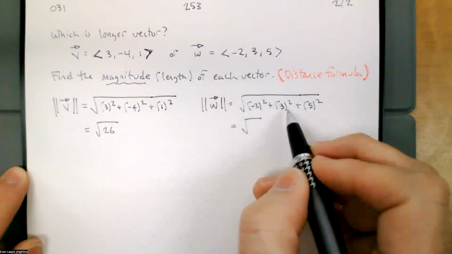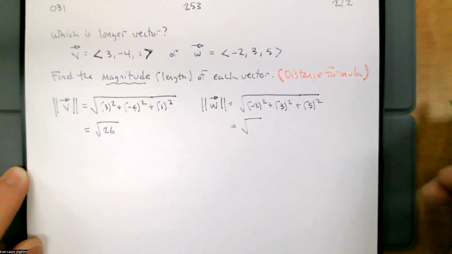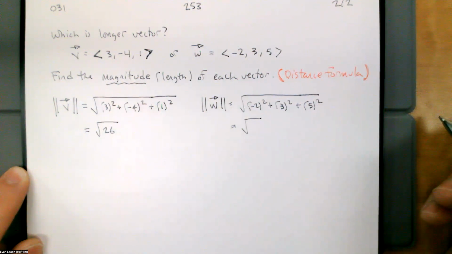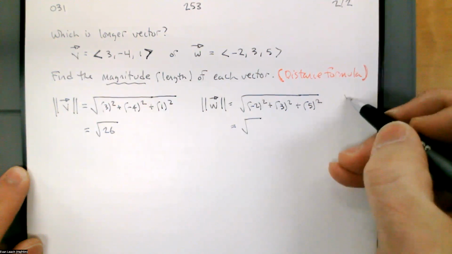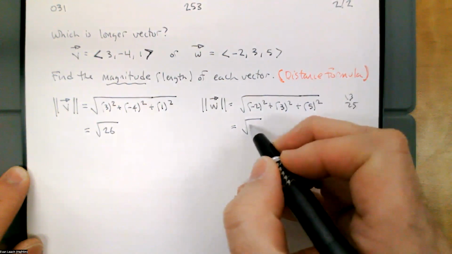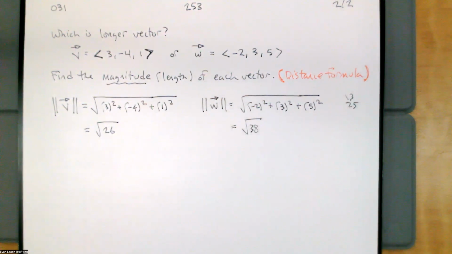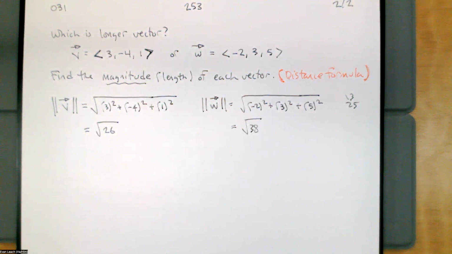So here we get 4, 9, what's that, 13? 13 and 25. What's 13 and 25? So it looks like W is a longer vector. Any questions?